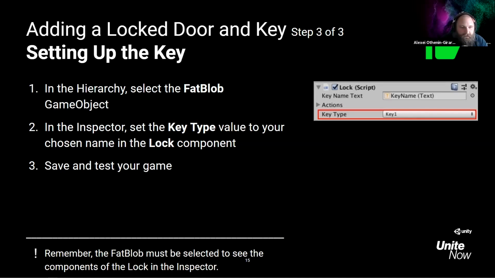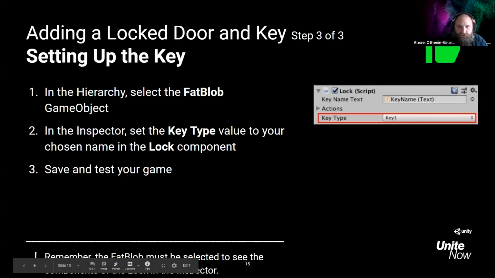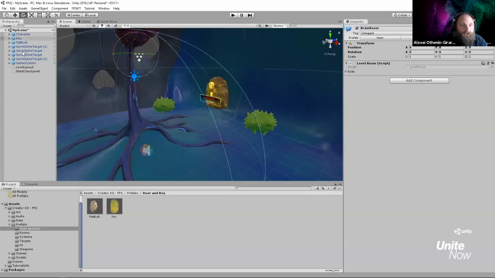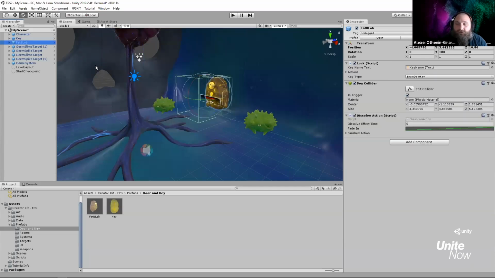Okay, so let us go ahead and look at the door object, and I will show you why you can't walk through it. So if we look at the fat blob, the question is, why can't you walk through the door? Because this box collider is set to be a trigger. Now we're going to go into trigger volumes in just a second.